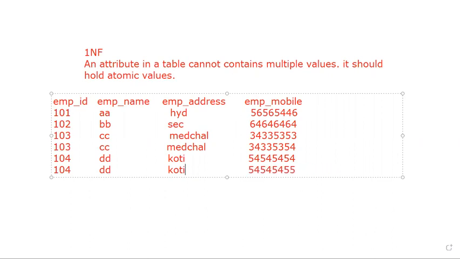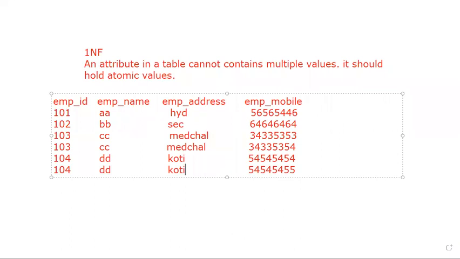Now when you see this table, what you can understand clearly is every attribute has atomic values. Now we can say that this table is in the first normal form. What we did is we added the attribute value which is repeated as a separate record.